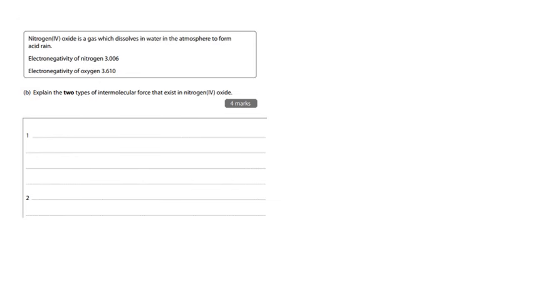Nitrogen dioxide is a gas which dissolves in water in the atmosphere to form acid rain. Totally irrelevant. Electronegativity of nitrogen is that. Electronegativity of oxygen is that. So going back to my NO2 molecule, there's the nitrogen, there's the oxygen, and there are the bonds there. Now the oxygens are more electronegative, and so that means that the oxygens will be slightly negative compared to the nitrogen. So we'll have a bit of a polar molecule going on here.